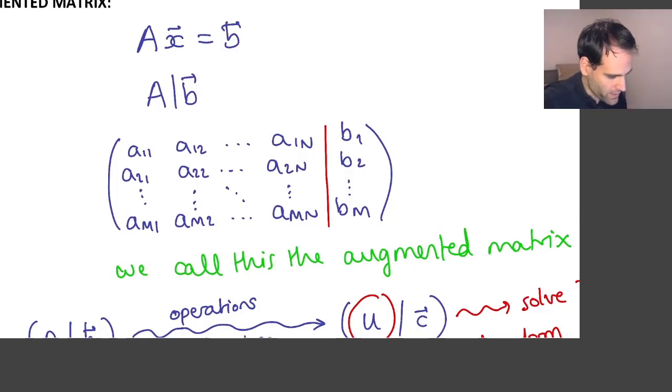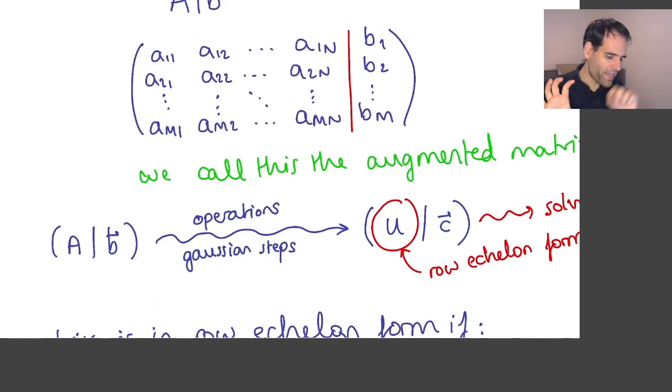And then we said that with this augmented matrix, we apply Gaussian steps, which I have not yet explained to you, so please be patient. Just believe me. You apply Gaussian steps until you arrive at a row echelon form augmented matrix, which we call here U and C.